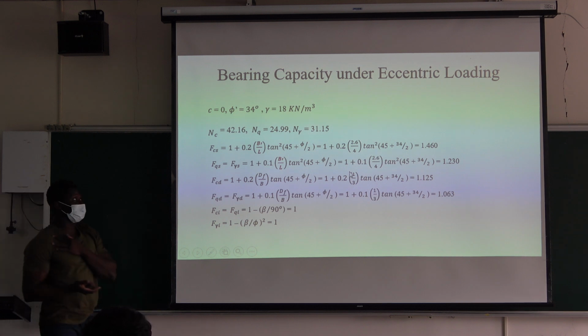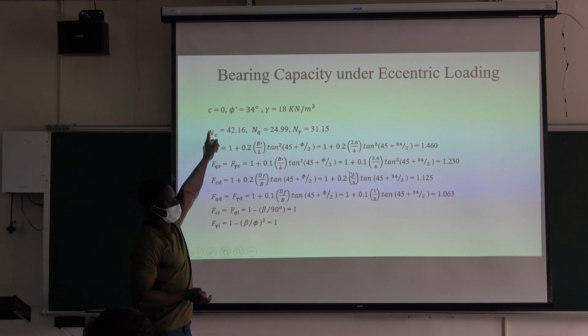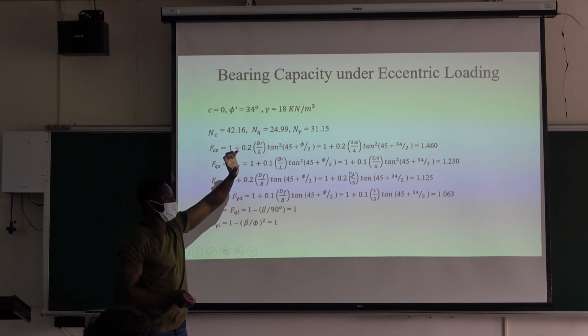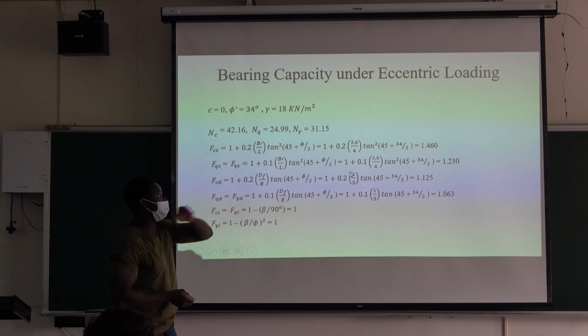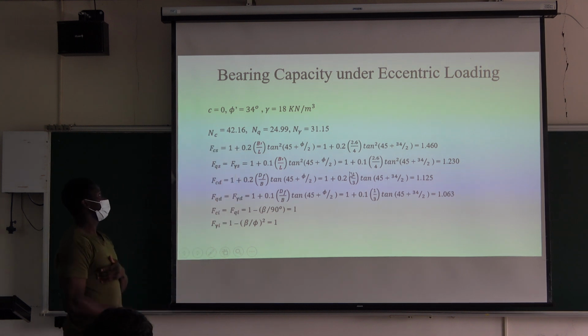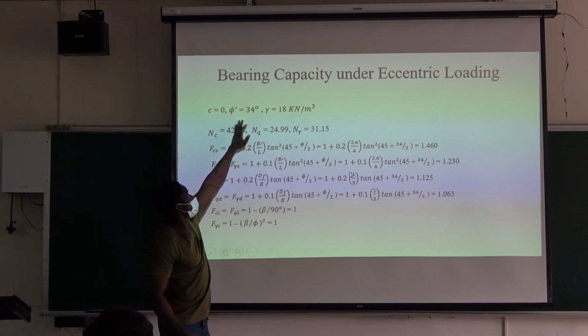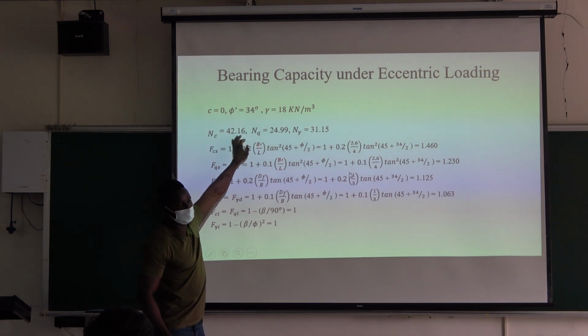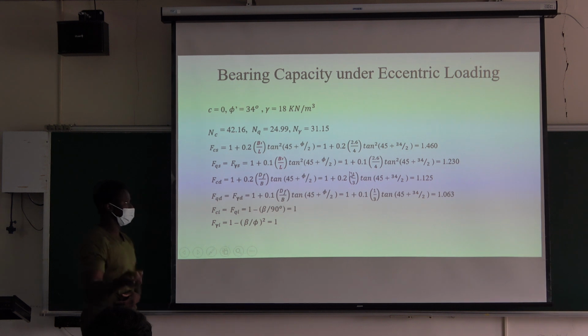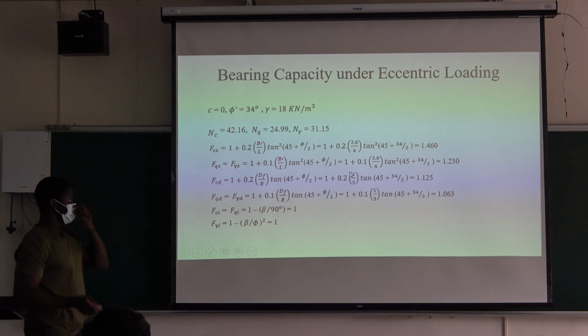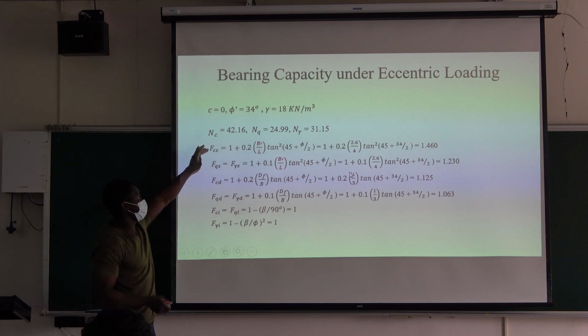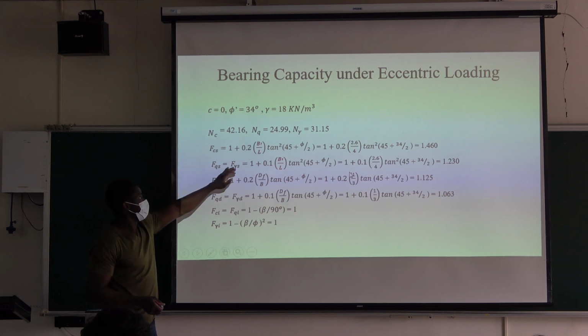So once we know our B prime, we find the C value. We know the C value from the question. We know the phi value and the gamma value. They are already given. So we use this and then find these values from the Meyerhof bearing capacity parameters table. Once we have that, we just substitute and find out FCS, FQS, F gamma S.